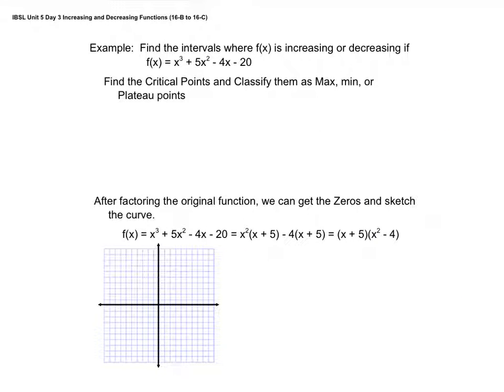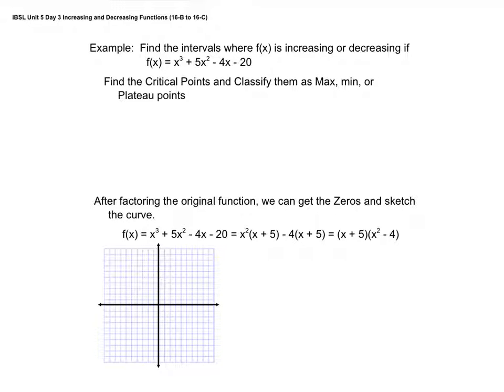So let's take a problem, start to finish, and look at what we can do with this. We need to find the intervals where f of x is increasing or decreasing if f of x is x cubed plus 5x squared minus 4x minus 20. Find the critical points and classify them as max, min, or plateau points.